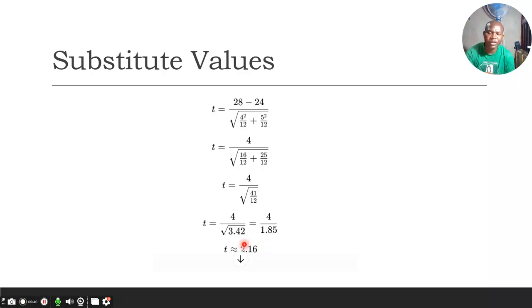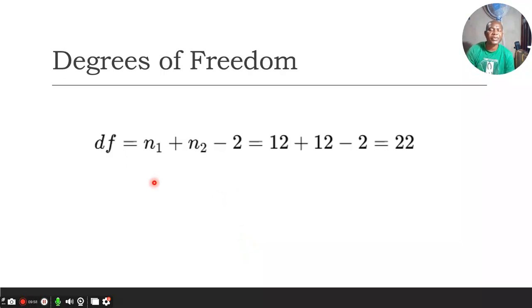This answer we have gotten is described as the t calculated. We call it the t calculated, or the t-statistic, but it's actually the t calculated: the t value we obtain by computation, by calculating it. The next step is to establish our degree of freedom. For an independent sample t-test, the formula for degree of freedom is n1 plus n2 minus 2.